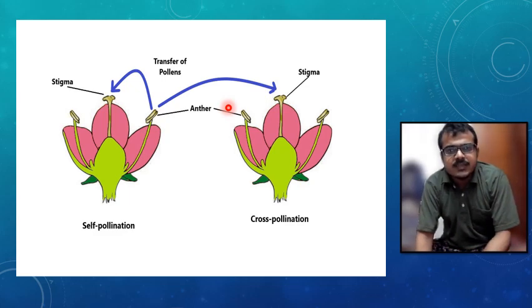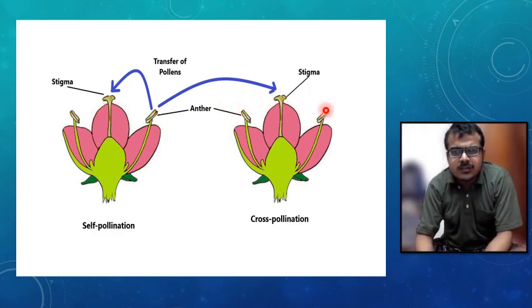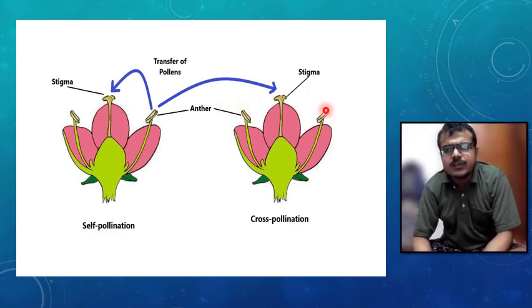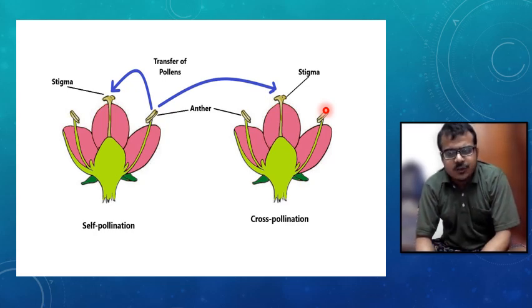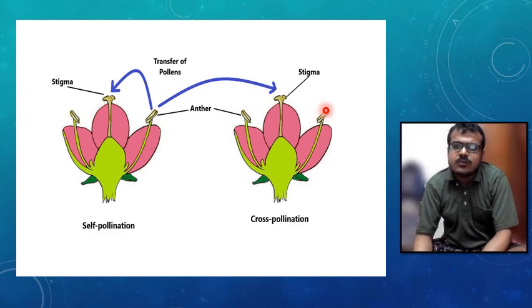Now a question may arise: the second flower has both anther and stigma, so why does self-pollination not occur? Well, there are a variety of reasons. One is that a barrier may be present in the flower which prevents self-pollination, such as the stigma may not mature when the anther gets matured, and so the pollen grains have no place to attach, so they have to attach on another flower.